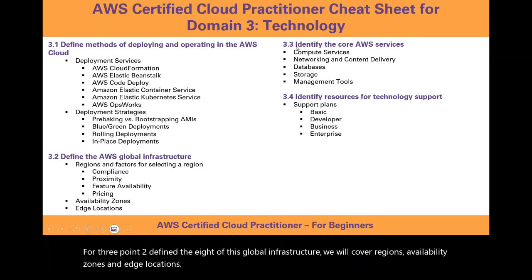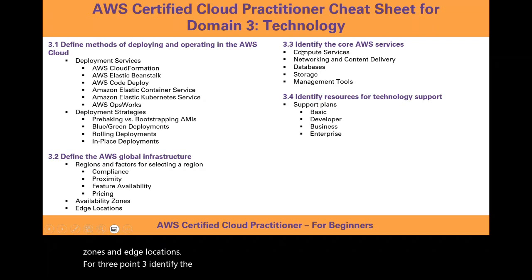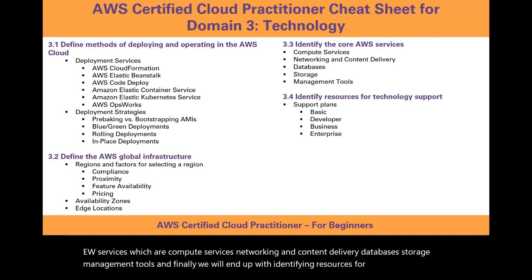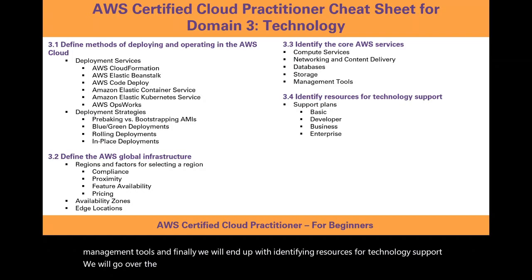For 3.3, identify the core AWS services. We will cover the main AWS services, which are compute services, networking and content delivery, databases, storage, management tools. And finally, we will end up with identifying resources for technology support. We will go over the various support plans that AWS offers to its clients.